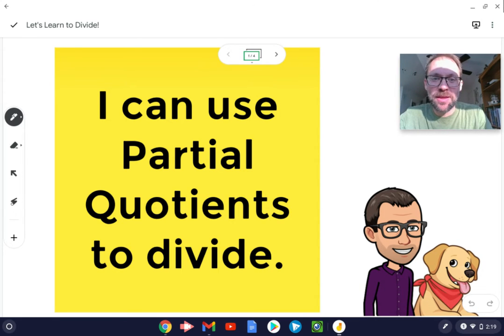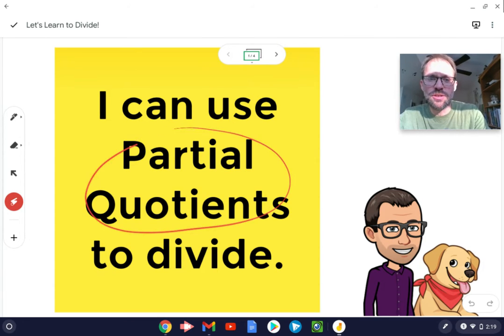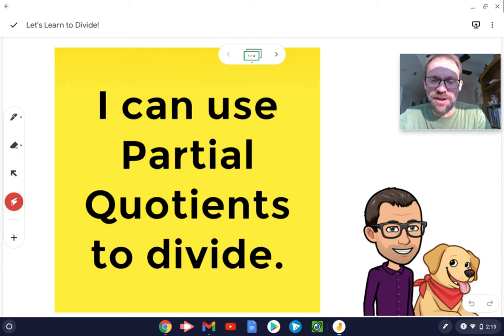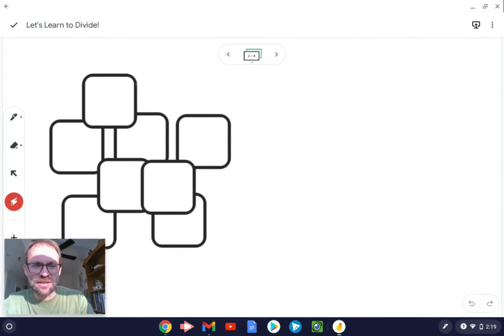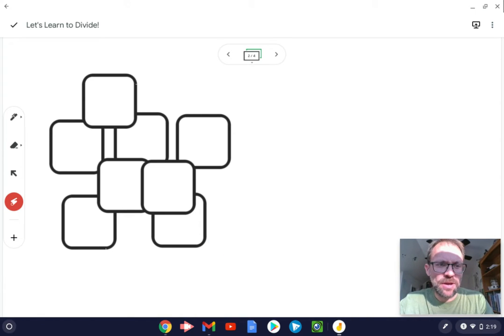Hey, good morning. Today, let's take a step back and see if we can understand how to use partial quotients to divide. All right. In today's lesson, we're going to take it a little bit different by using some very small numbers and some blocks. As we move the blocks around and divide them up, we'll record what we're doing using partial quotients. And I hope this helps to make partial quotients make a little more sense. So, okay, let's get started with this first example.